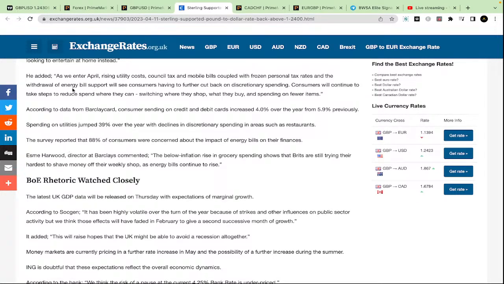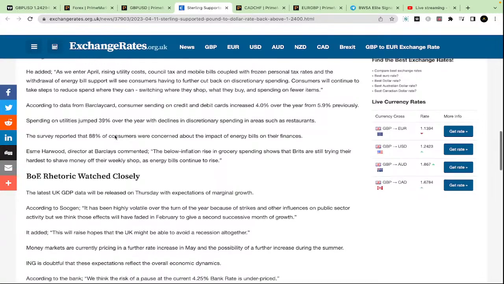He added, as we enter April, rising utility costs, council tax, and mobile bills, coupled with frozen personal taxes and the withdrawal of energy bill support, will see consumers having a further cut on discretionary spending. Consumers will continue to take steps to reduce spend where they can, and so on.